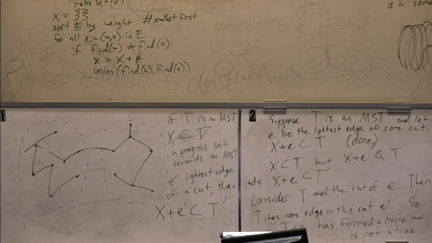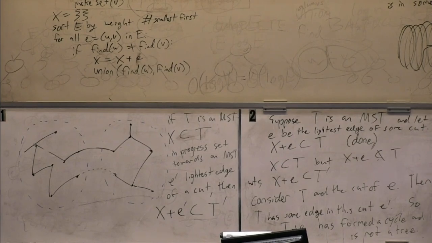Do we agree that if we take T, which is a minimum spanning tree, and we add some edge E, which is the lightest across some cut but is not part of the current spanning tree, we have formed a cycle? Do you agree? If you take any tree and add an edge to it, you'll form a cycle. You have V edges, and it's spanning, connecting all the vertices. The only edges left are ones that are already in the graph. So there's already a unique path from U to V. Adding an edge forms a cycle between U and V, right? So T plus E forms a cycle, and is not a tree.